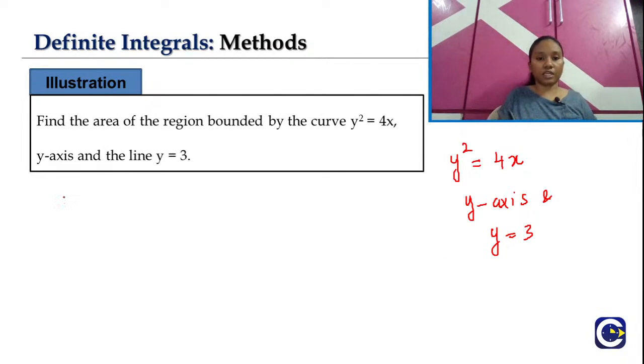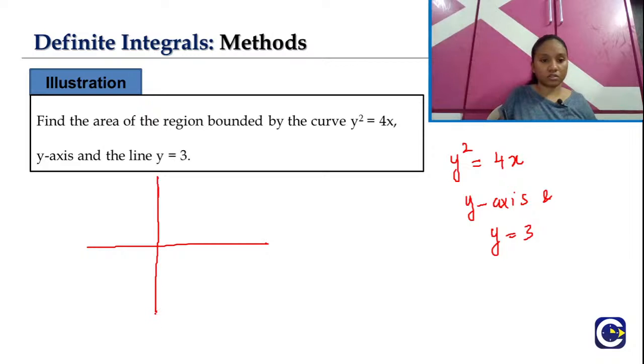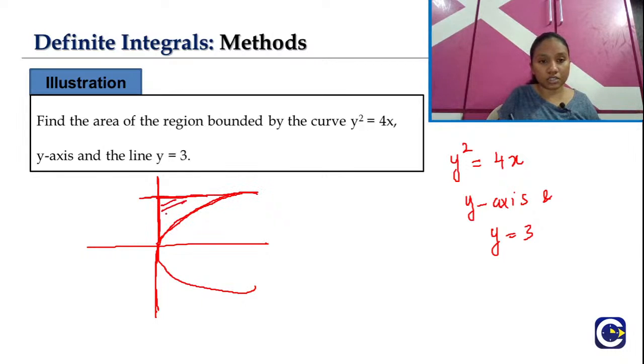So here, what is the area which is given? We just have to plot the graph first. So y square equal to 4x will obviously be a parabola. It will be something like this, and the y-axis will be this one. And we'll have y equal to 3, so let me take y equal to 3 somewhere here. So the region bounded by all these three is nothing but this shaded area.